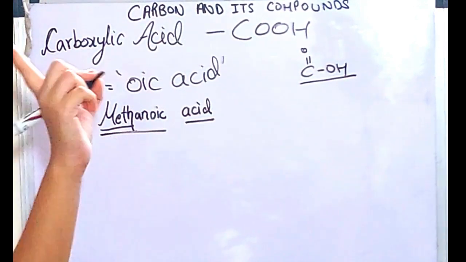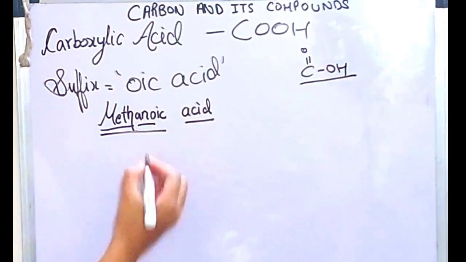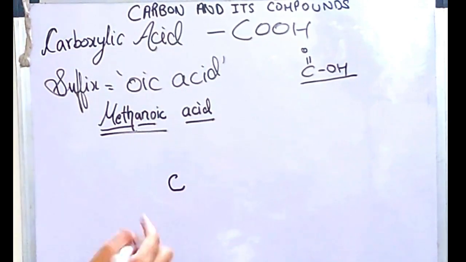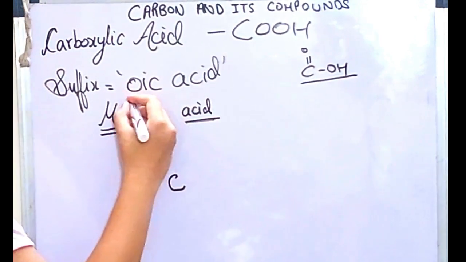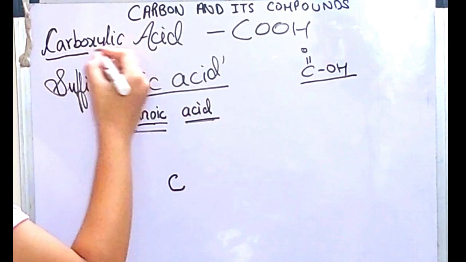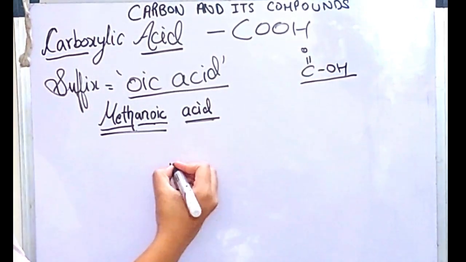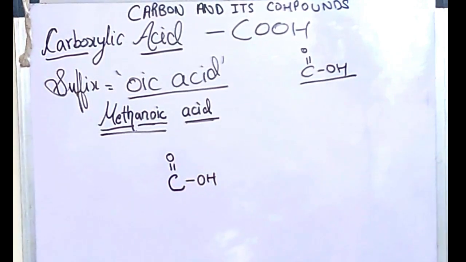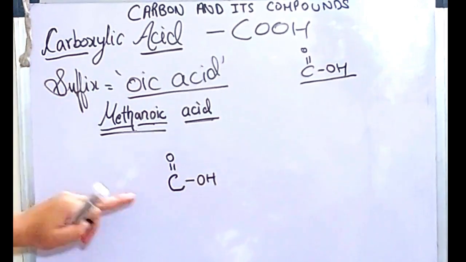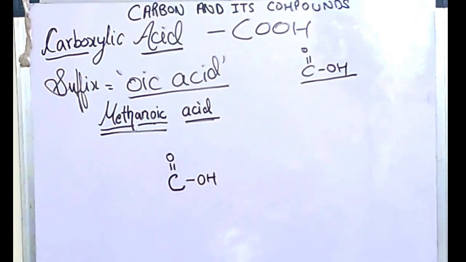Meth means a single carbon. Okay. An means single bond. Okay. Oic acid is the suffix for carboxylic acid. That means C double bond oxygen, single bond hydroxide. But is it methanoic acid? If you are going to say right, no, you are wrong.